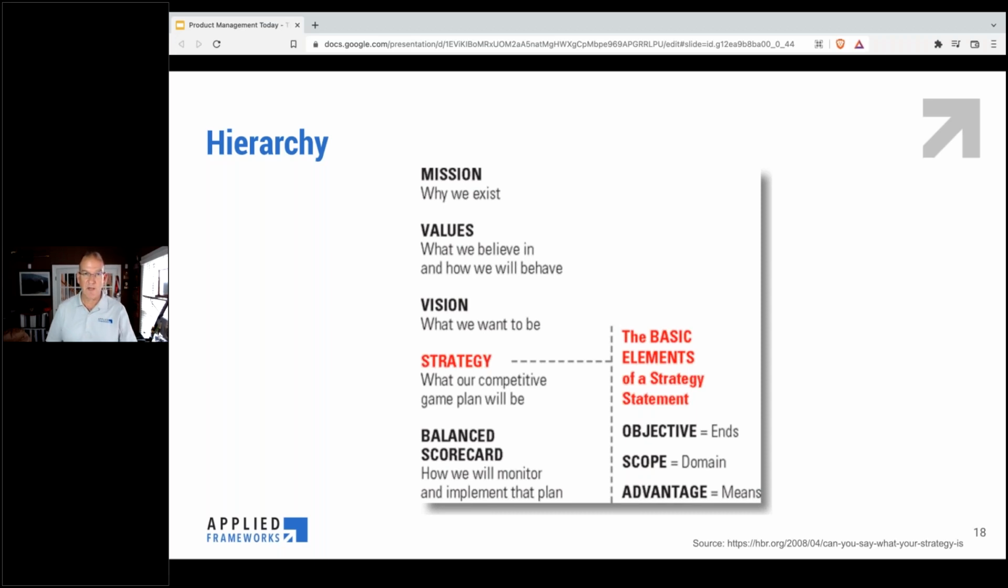And then I connect into the strategy with the similar elements. What are my objectives? In which domain will I participate? Which customer segments will I try to pursue? Followed by what are my advantages? What are my competitive advantages that allow me to offer a better solution than any other alternative? And then in this instance, for this example, there are some metrics to track with the balanced scorecard.